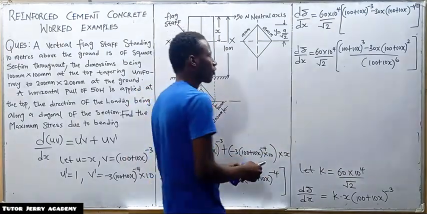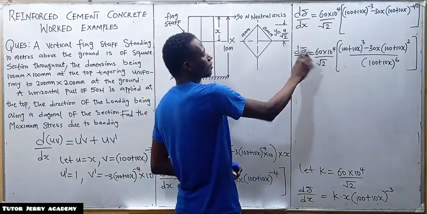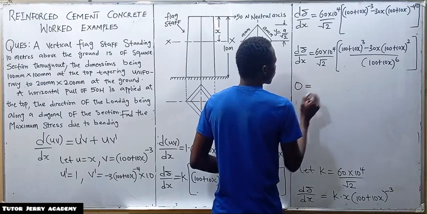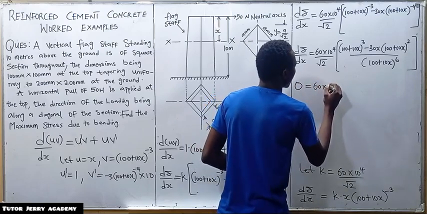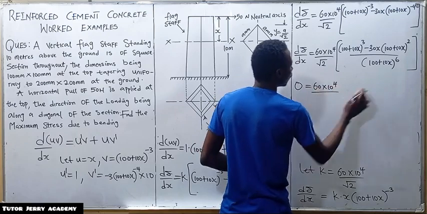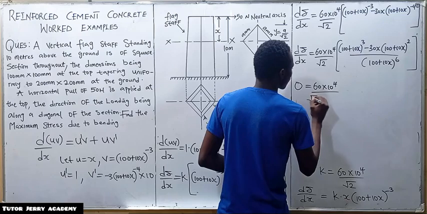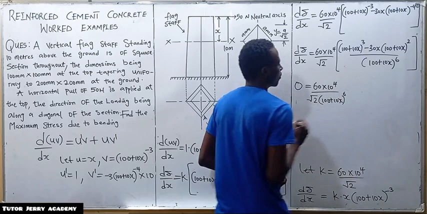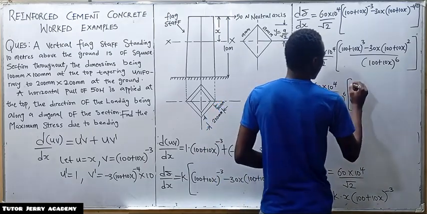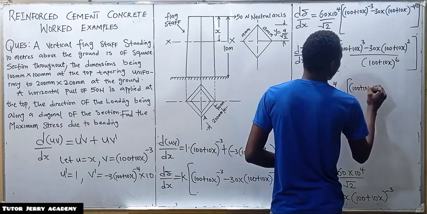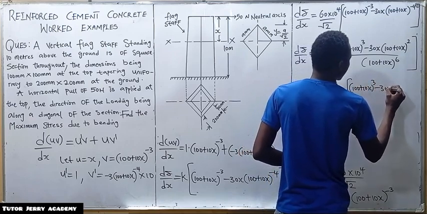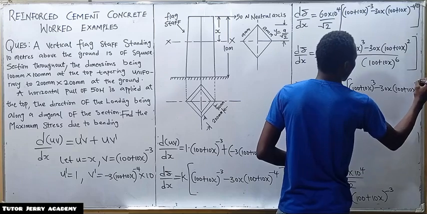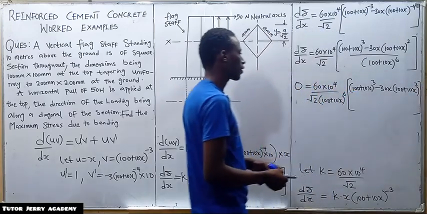So don't forget that sigma over x is equal to 0. So we have 0 equals 60 multiplied by 10 to the power of 4 all over, I'm taking this one out, the square root of 2 into 100 plus 10x all to the power of 6, into the bracket of 100 plus 10x all to the power of 3 minus 30x, close bracket, 100 plus 10x all to the power of 2. So this is what I have.